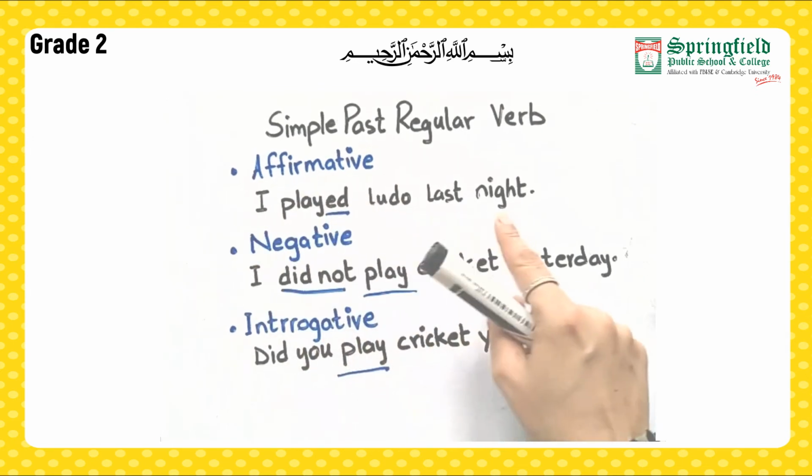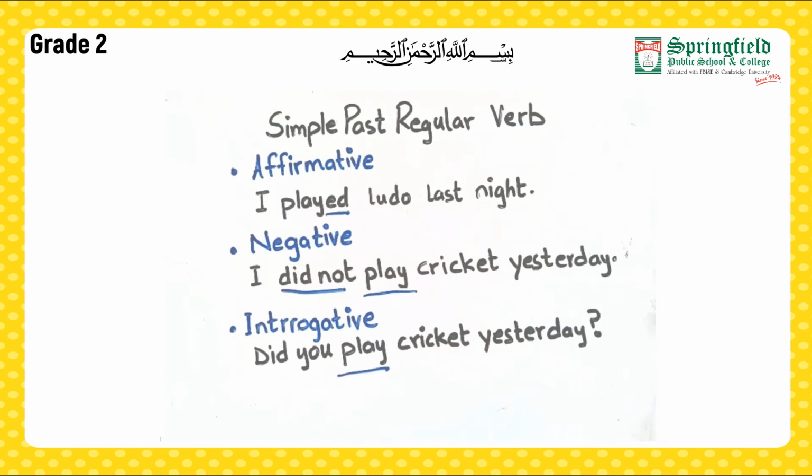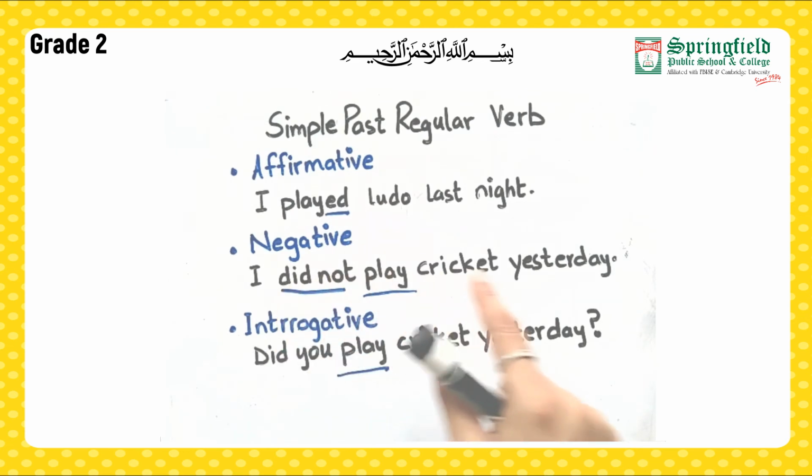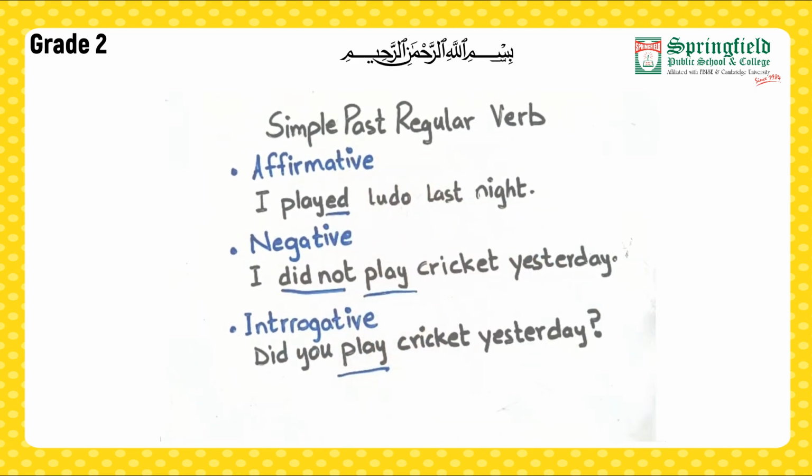Okay, affirmative sentences. We simply write them in affirmative form by adding ed or d to the verb in past regular verb, and we use a full stop at the end of the sentence. Then comes the negative sentence. By adding the words did not with the verb, we make negative sentences in past regular verbs. In interrogative sentences, we use the word did in the beginning of the sentence, and then we add the question mark at the end. You need to remember these three types of sentences in regular verbs as well.